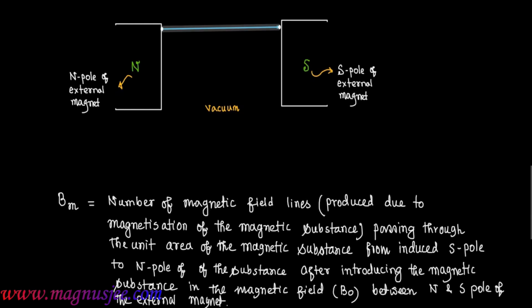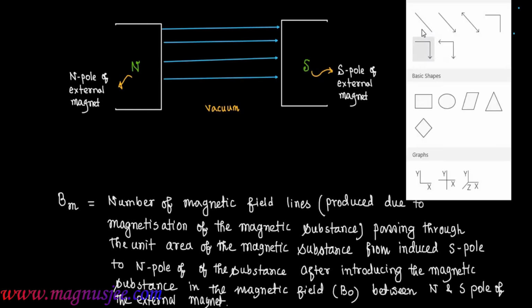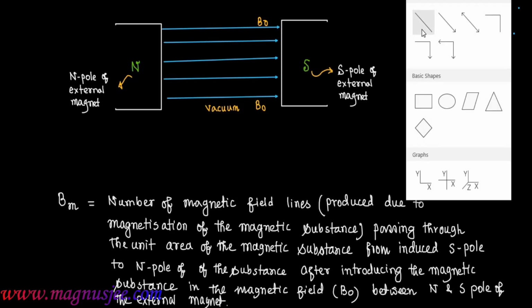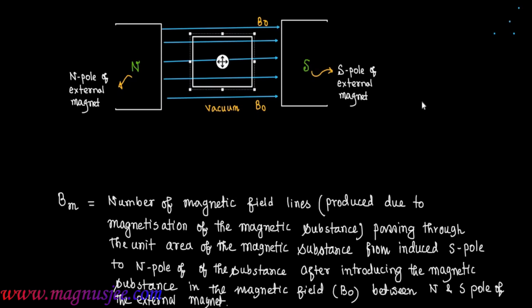In the diagram, we can denote magnetic field lines which are produced due to N and S pole of the external magnet, and these magnetic field lines are traveling from north pole to south pole in vacuum. B0 is the magnetic field induction acting in vacuum, or B0 is the number of magnetic field lines passing through unit area of vacuum, and a magnetic substance is introduced in this magnetic field of field induction B0 between N and S pole of the external magnet.